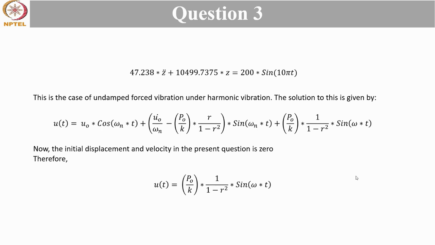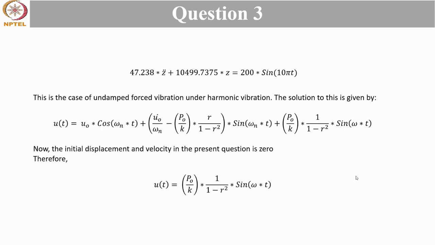Under harmonic vibration, the solution of this we know from week three content of the course, and it is given by, if we want the deformation at any time t: u naught cos omega n t plus u dot naught upon omega n minus p naught by k r upon 1 minus r square sin omega n t plus p naught by k 1 upon 1 minus r square sin omega t. Remember, the first two parts are due to initially induced vibration and the last part is due to the vibration induced by the forcing function.